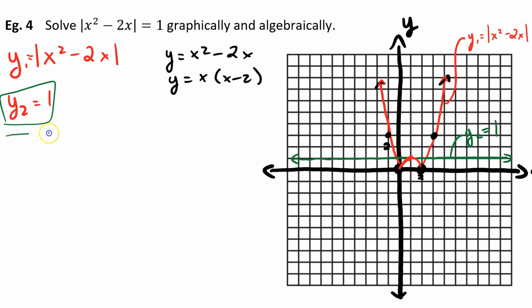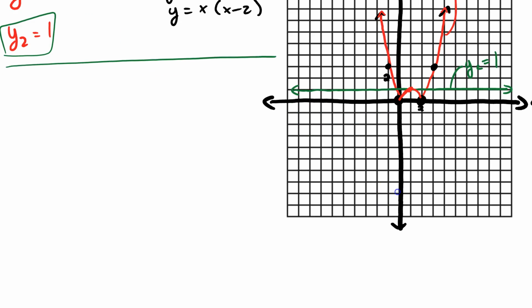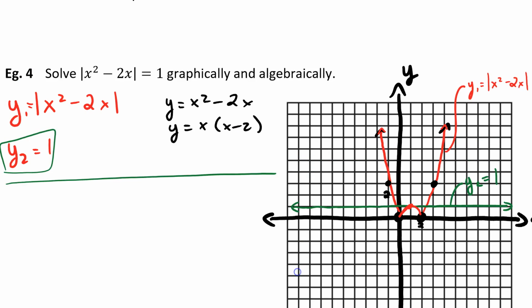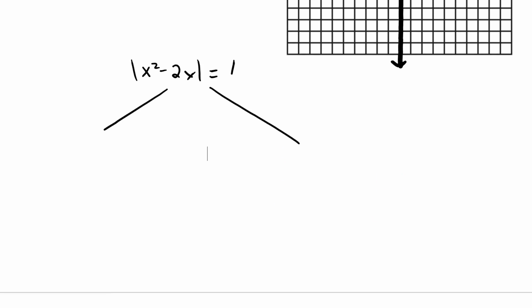So we're going to use the same principles as we did before. I'm going to say the absolute value of x squared minus 2x equals 1. So we're going to split it off into 2 different equations. That's x squared minus 2x equals 1, and x squared minus 2x equals negative 1. I'm going to solve for each of these.